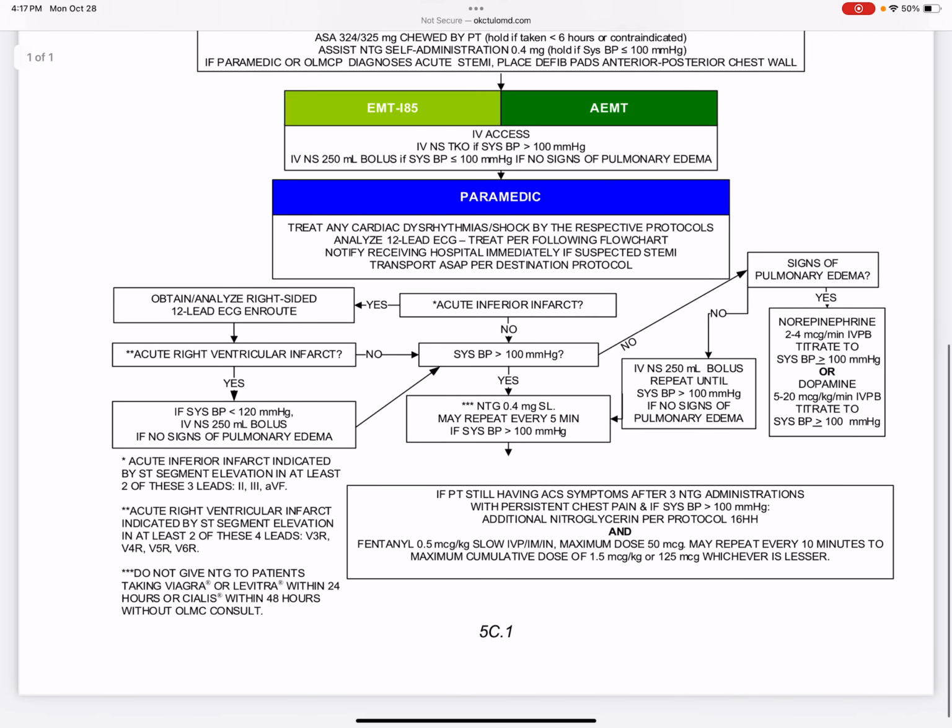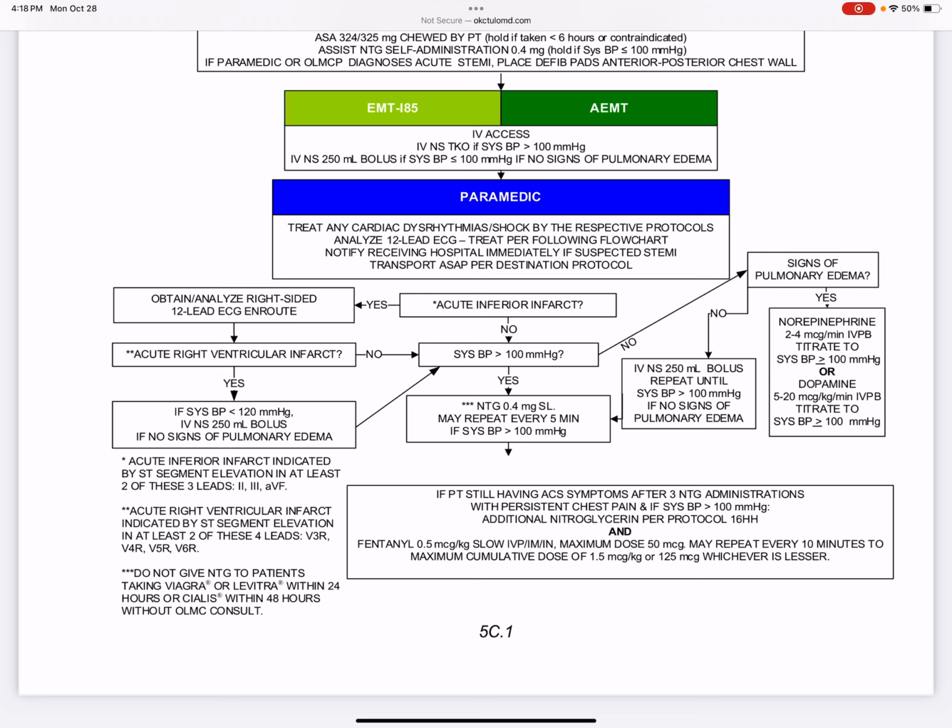It has this chart here at the bottom that you can go by, and it starts with when you obtain and analyze a right-sided 12 lead. If it confirms an acute right ventricular infarct, what you would do. If it doesn't, what you would do. In simple terms, it's just like what we talked about. If their blood pressure is below 100 and they're having an inferior infarct, then we're going to withhold nitro. We're going to make sure we have a large bore IV in place. We'll give aspirin as long as it's not contraindicated.